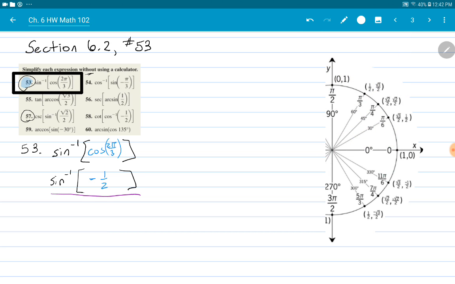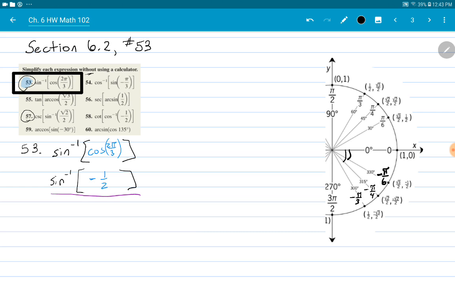So instead of 11 pi over 6, I have negative pi over 6. That's the negative angle. And instead of 7 pi over 4, I have this negative angle, which is negative pi over 4. Just symmetric, mirroring the top half of the circle. And instead of the 5 pi over 3, I have negative pi over 3. So those are my outputs of the inverse sine function.